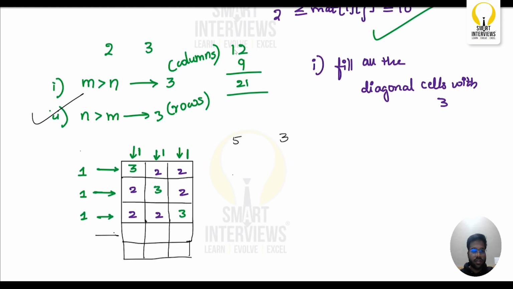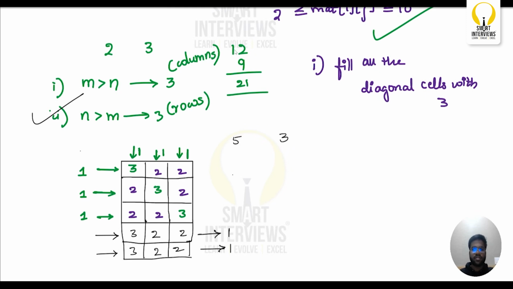Now what you need to do in this row? You need to fill with 2's and 3's. That means you should have at least one 3, and all others 2's. Even in this, you should have at least one 3 and all others 2's. Simple. You can place this 3 anywhere, but there should be at least one 3 in each row. So let's say I'll place 3 over here. Now, what is the GCD of this row? 1. GCD of this column is 1, and GCD of all other columns is also 1.